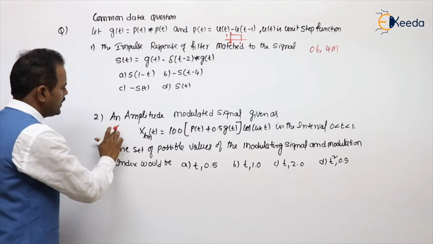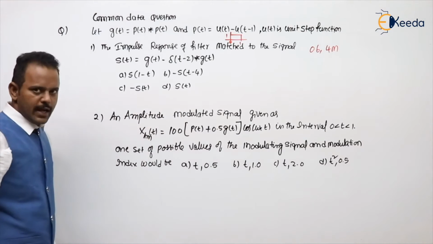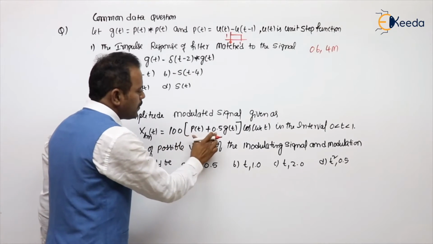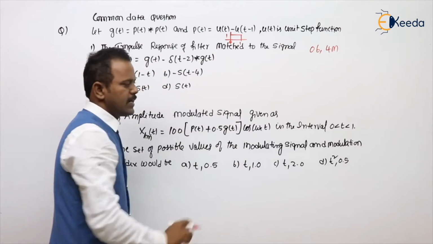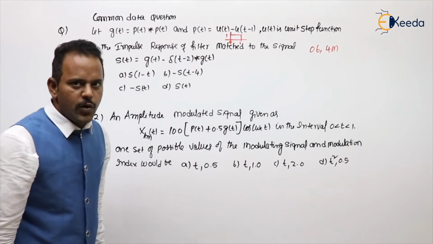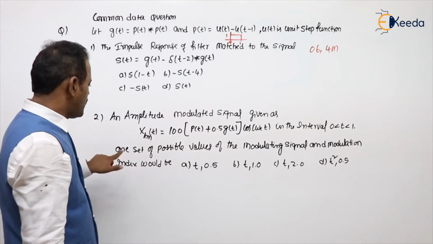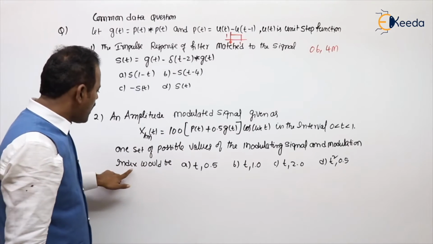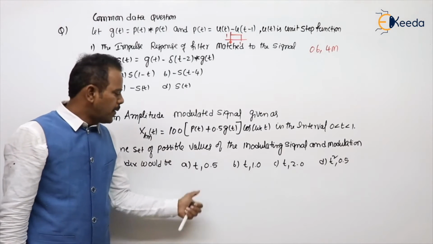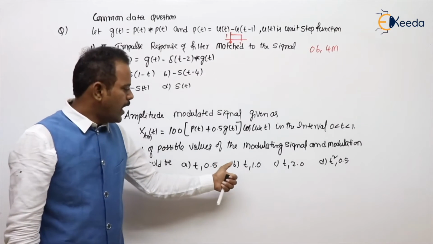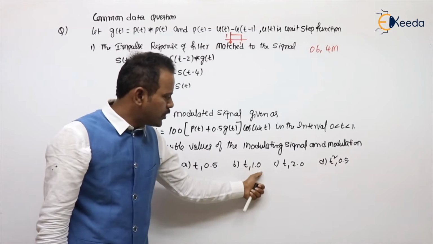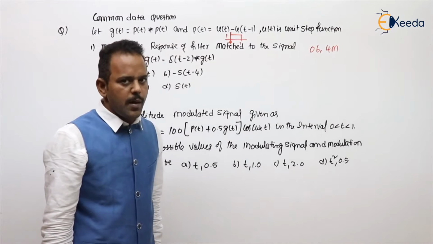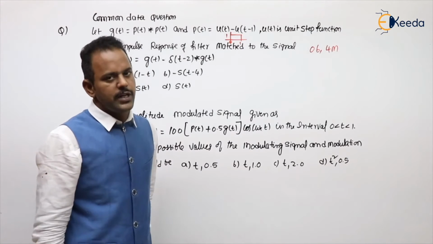What is the second question? An amplitude modulated signal is given as XAM of t equal to 100 into P of t plus 0.5 G of t cos omega ct, in the interval 0 less than t less than 1. One set of possible values of the modulating signal and modulation index would be option A t comma 0.5, option B t comma 1.0, option C t comma 2.0, option D t square comma 0.5. This is the question given.